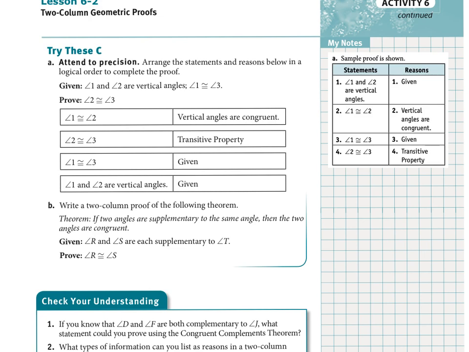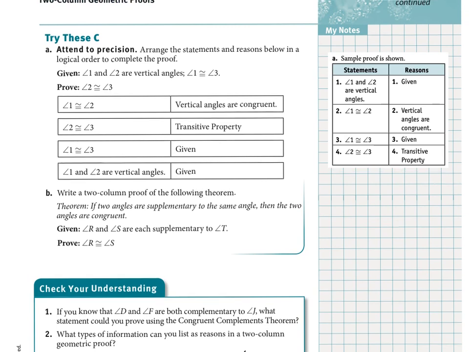It went to step 3, so angle 1 is congruent to angle 3. That was our given piece of information. And then step 4 was what we wanted to prove. Angle 2 is congruent to angle 3. It was through the transitive property, saying that angle 1 is congruent to angle 2, and then working our way downward. All right. We're now going to go ahead and try to write one on our own.